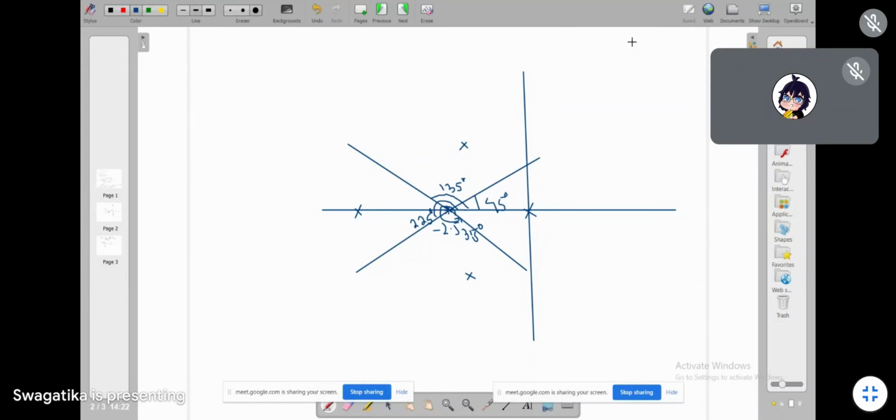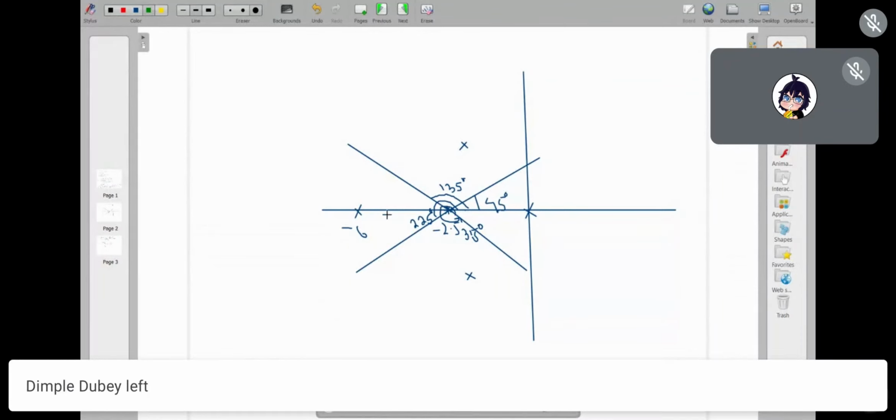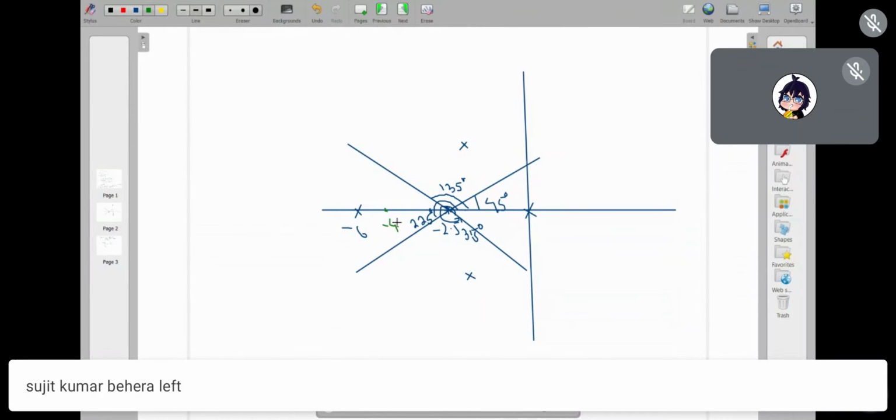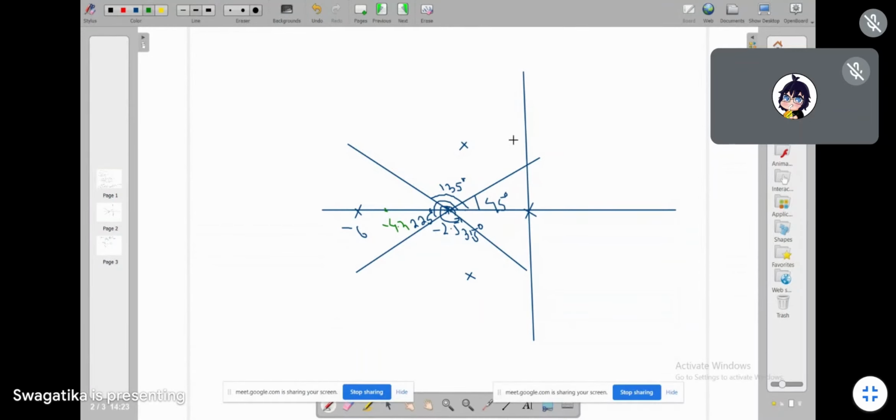So this will give you the direction of the root locus. Then you have to draw the root locus. And your breakaway point is at minus 4.2. This is your breakaway point. And where the root locus will cut the imaginary axis: plus minus 7.8.